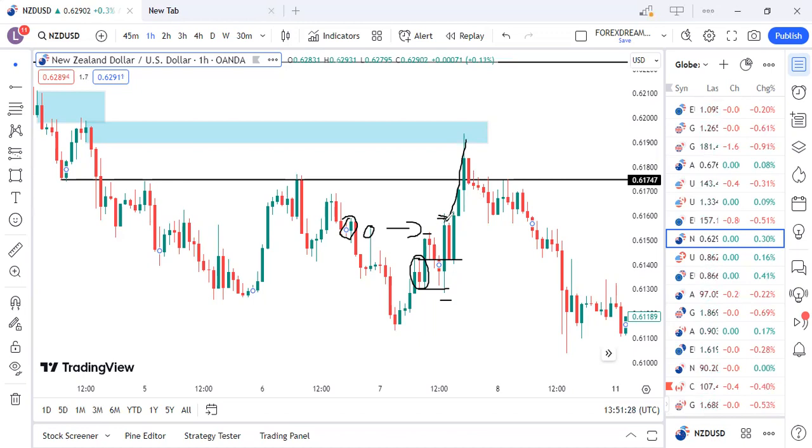But then this happens. And this is the safest place where you can place your stop loss, but a tighter stop loss is better. Let's be somewhere here.